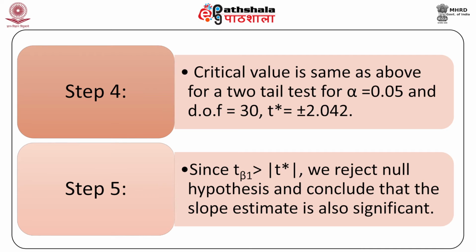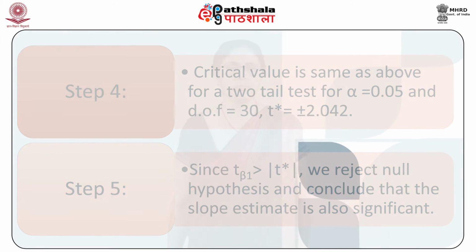Critical value is same as above for a two-tailed test for alpha equal to 0.05 and degrees of freedom equal to 30, t star is equal to plus minus 2.042. Step 5: t beta 1 is greater than mod of t star. We reject the null hypothesis and conclude that the slope estimate is also significant.